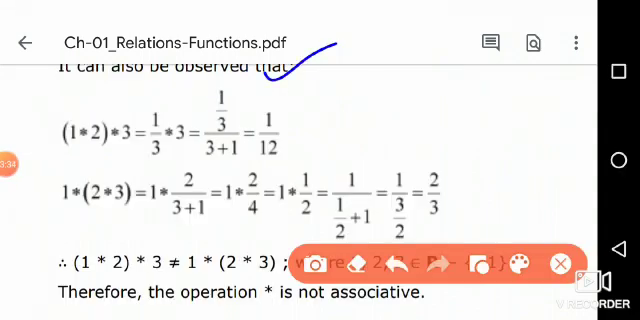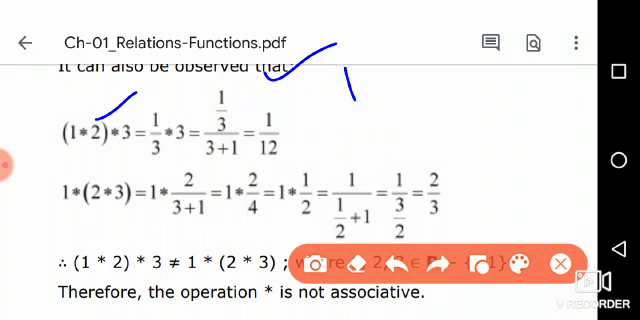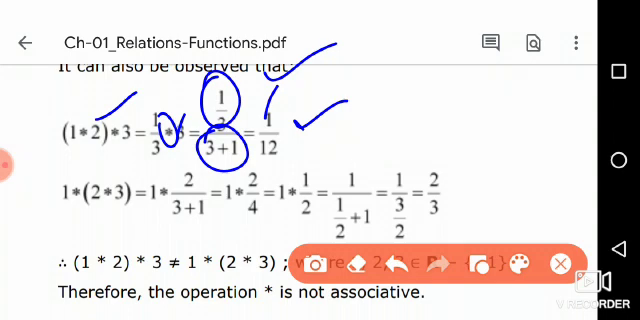It can also be observed for the associative law, consider the left hand side, (1 star 2) star 3. It is first element divided by second element plus 1, that is first element is 1, second element is 2 plus 1, that gives 1 by 3. Again star, the next number is 3. Again, by the definition of star, we can write first element divided by second element plus 1, that is 1 by 3 divided by 4, it gives 1 by 12.